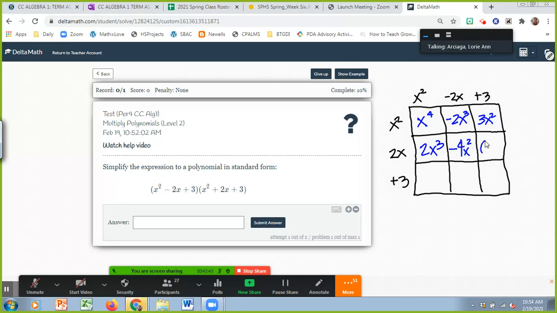3 times 2, 6x. You like playing tic-tac-toe, right? I don't know. That's maybe why the box looks so friendly.